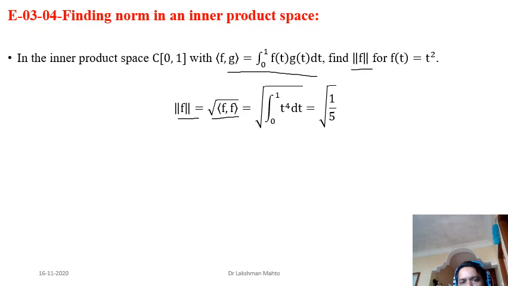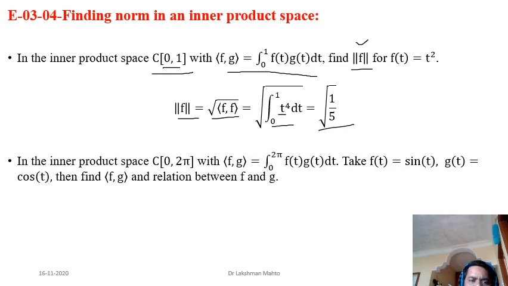Again, we apply the definition of the norm with respect to the inner product. It is the square root of the inner product of f with itself. Here f is t squared, so you multiply t squared with itself and get t to the power 4, and integrate over the interval 0 to 1. After simplifying this integral, you get a scalar number, the square root of 1 by 5. This is the norm of the given function in this vector space.